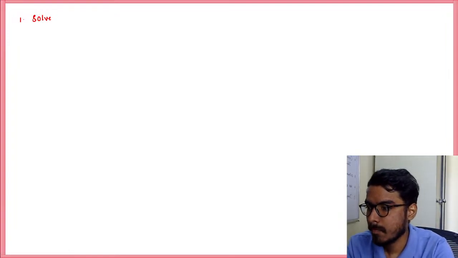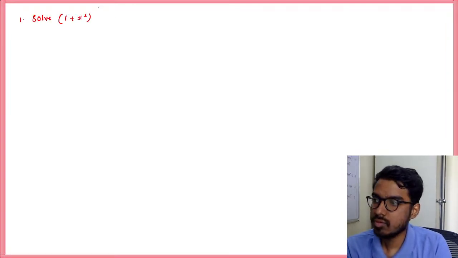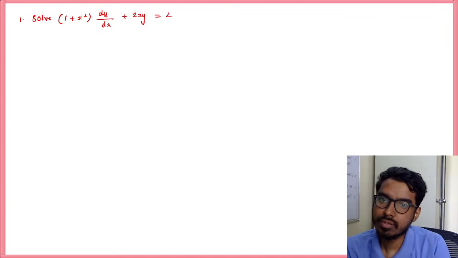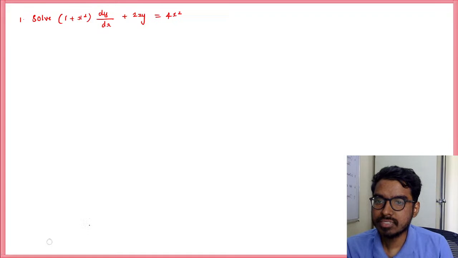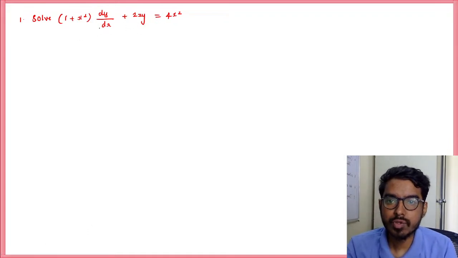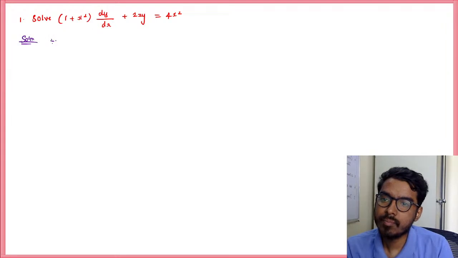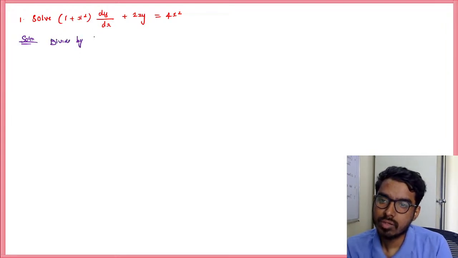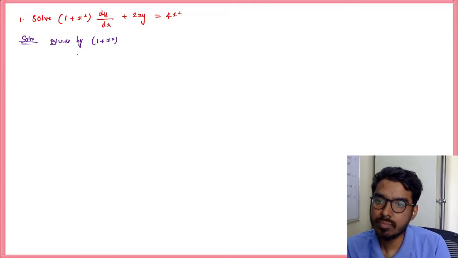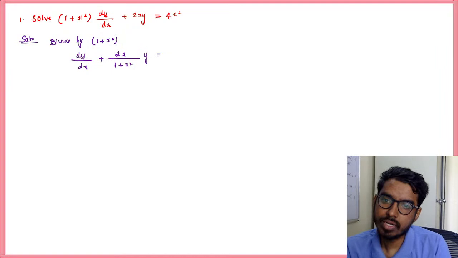Solve: 1 plus x square dy by dx plus 2xy is equal to 4x square, right? So you can see it is of the form dy by dx plus py is equal to q, but you make sure that the coefficient of dy by dx must be 1. So what we'll do is divide by 1 plus x square throughout, right? So therefore this will be dy by dx plus 2x divided by 1 plus x square into y is equal to 4x square divided by 1 plus x square, right?